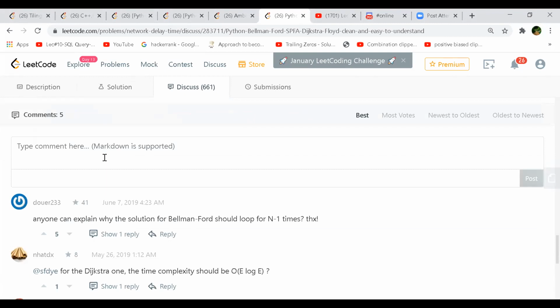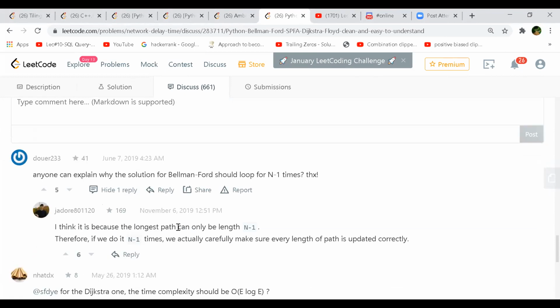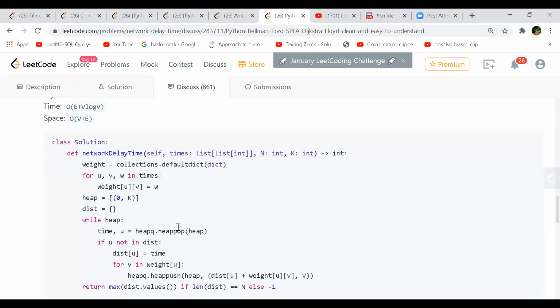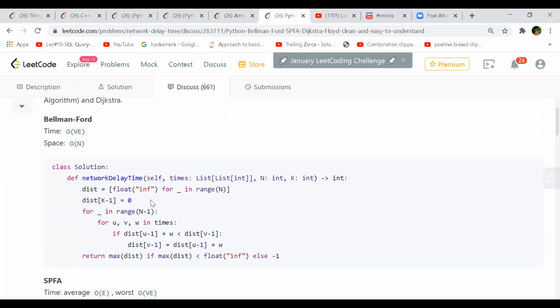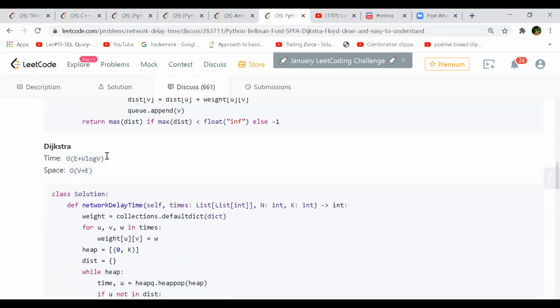Can anyone answer why the solution for Bellman Ford should loop for n-1? Yeah, can we go to the top section first? Bellman Ford is going for a time complexity of V times E. And if you go for Dijkstra, how much is it saying? E plus V log V. So this is slightly better than that.